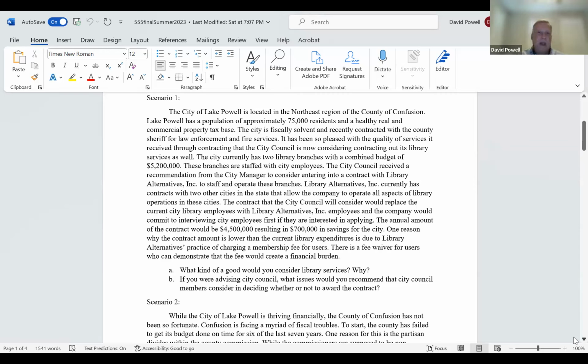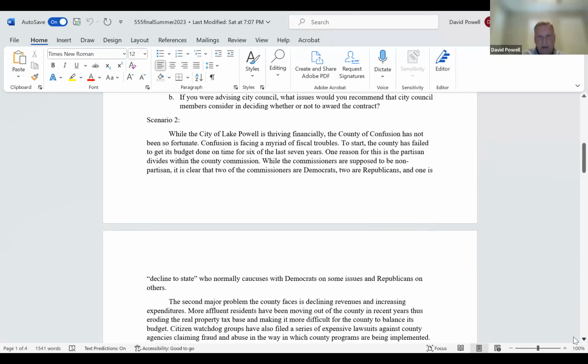So then we move on to scenario number 2. And for the sake of consistency, we're going to keep some constant threads going between the scenarios. So here we're dealing with the city of Lake Powell again. While the city of Lake Powell is thriving financially, the county of Confusion has not been so fortunate. Confusion is facing a myriad of fiscal troubles.